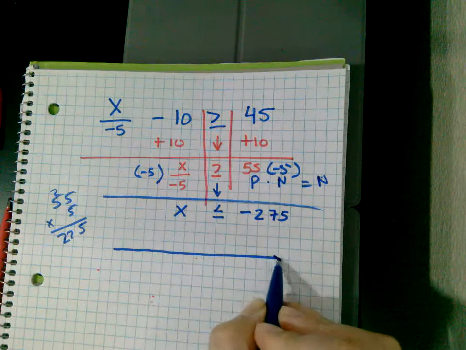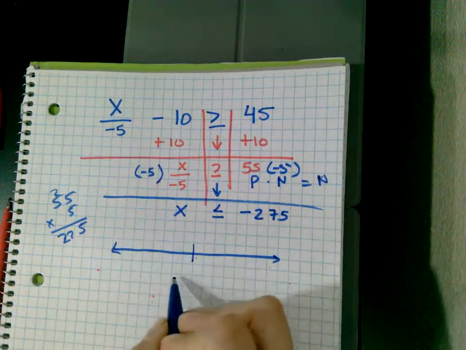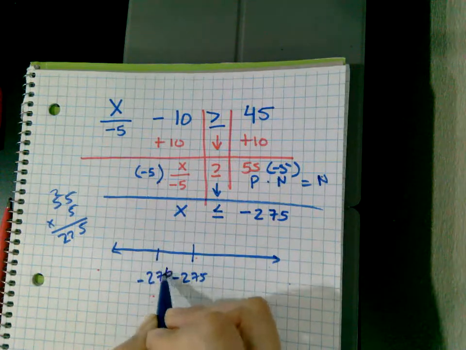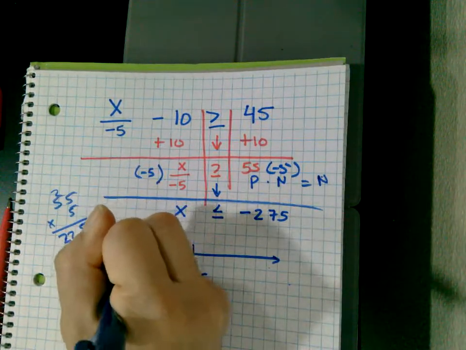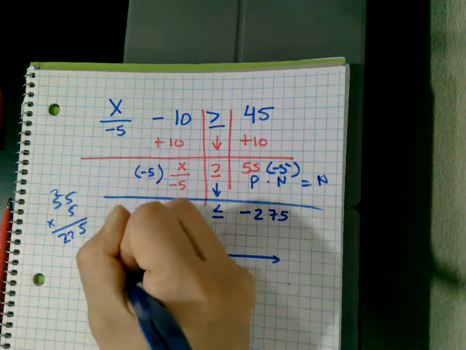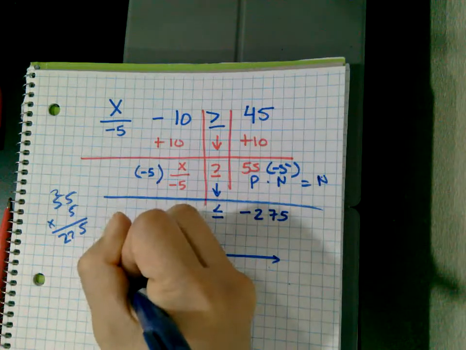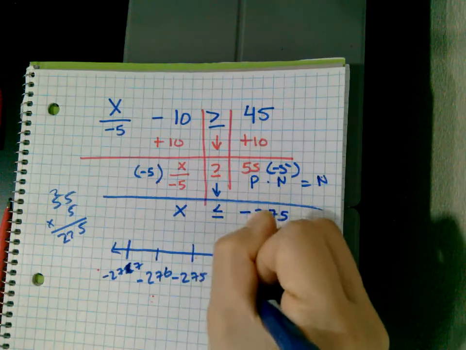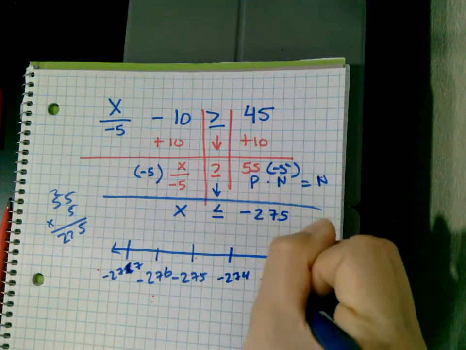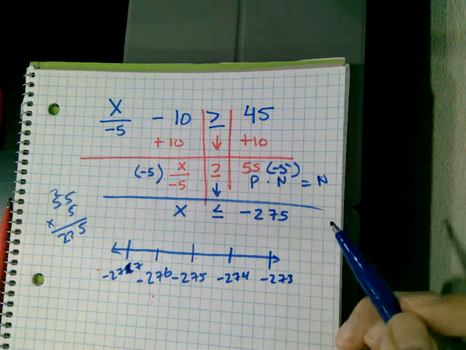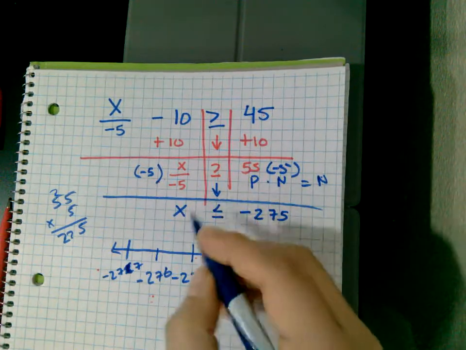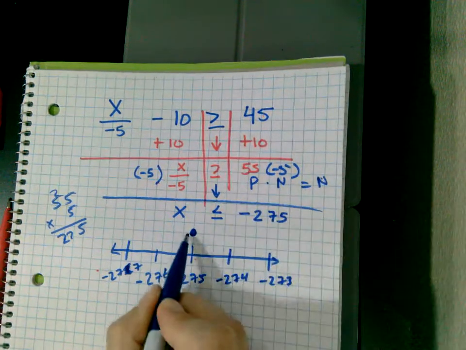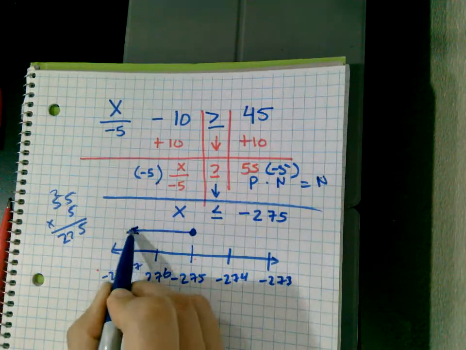Nice. Nice big numbers. All right, here's our number line. Negative 275 in the middle. 276. 278. I don't know how to count. 277. Sorry about that. Negative 274. Negative 273. Right? This gives me a closed circle on negative 275. And I checked that I flipped it. And it's shade to the left.